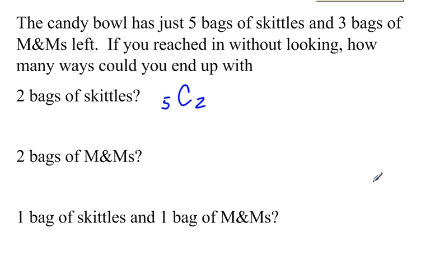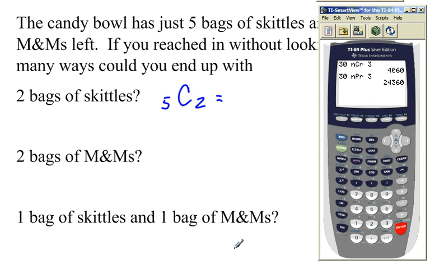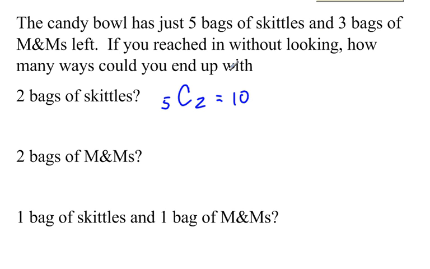Now, it doesn't matter what order, because if I get Skittle bag 1 and 4 or pick 4 and 1, I really pick the same 2. So this is a combinations problem. I'm looking at how many ways can I pick 2 of those 5 bags. And so let's get an answer for that. So we've got 5 math, C, 2, and we've got 10 different ways we could pick 2 of those 5 bags.